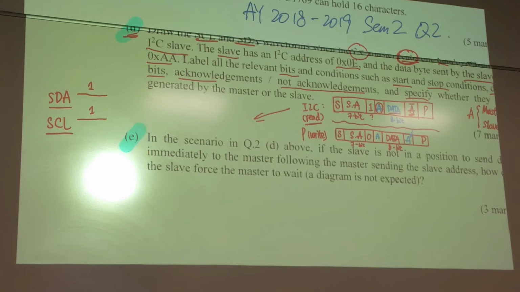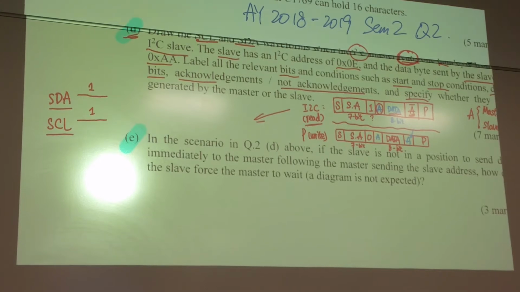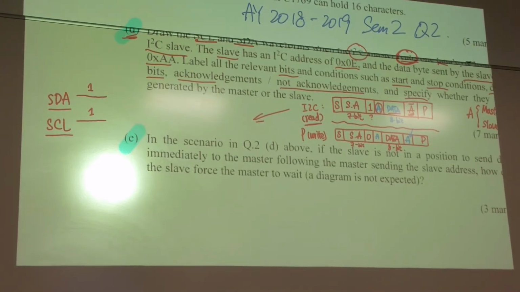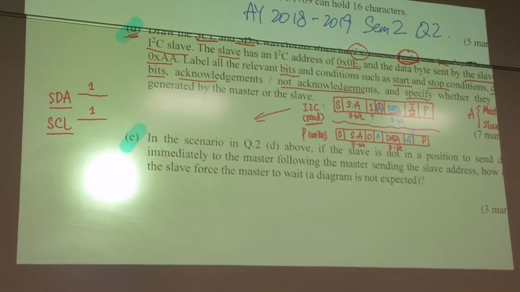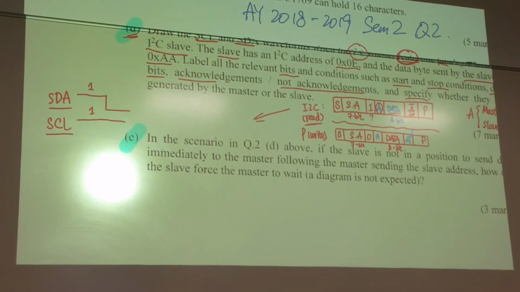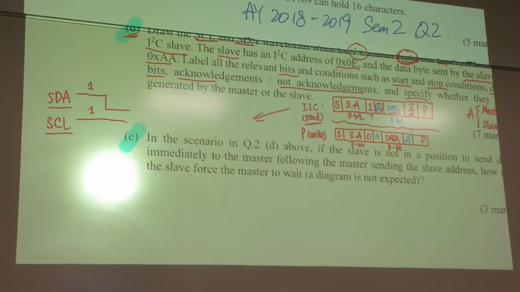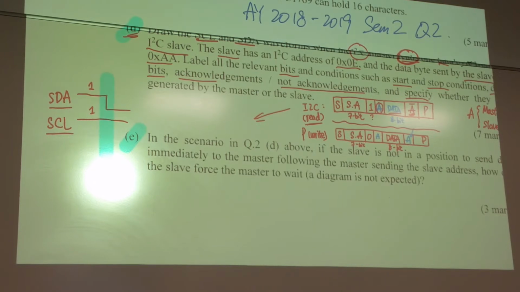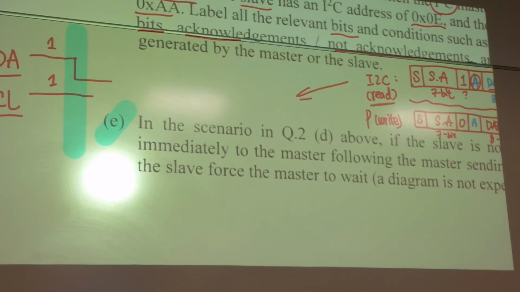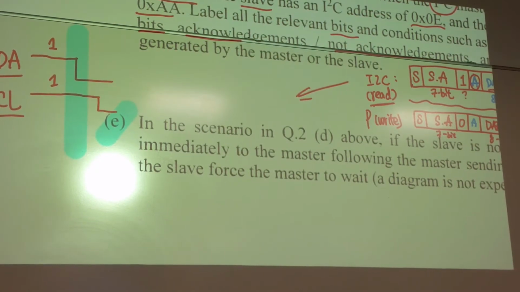Then what's the indication of start? High to low on SDA. Then what's the condition for SCL? SCL should be 1. The indication of start is your SDA goes from high to low while your SCL remains high. So far there's no clock yet. The clock only starts when you start. Then after that, you can have your clock now.